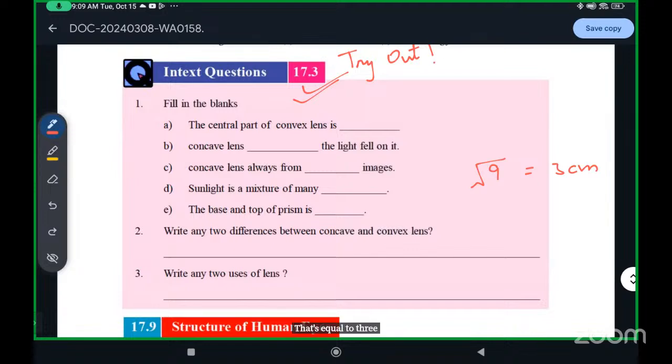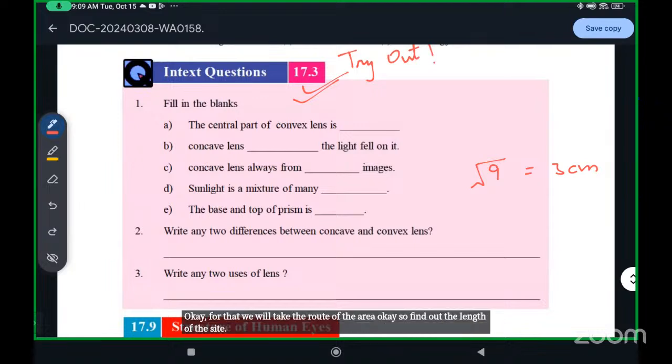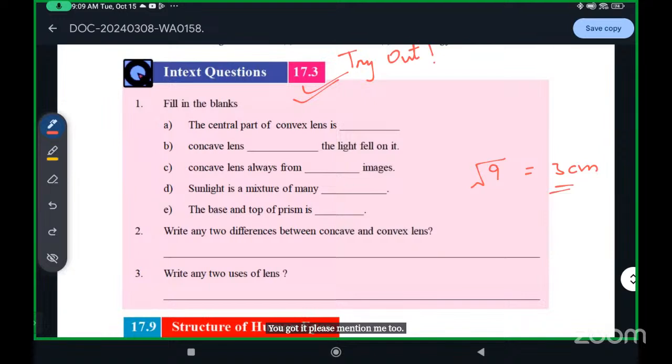You have to write this down again. First we are given that the area of the square is 9 square centimeters, and we will determine the length of the side. For that, we will take the root of the area to find out the length of the side. We get 3 centimeters. Now you will make a square of 3 centimeters. You can write now.